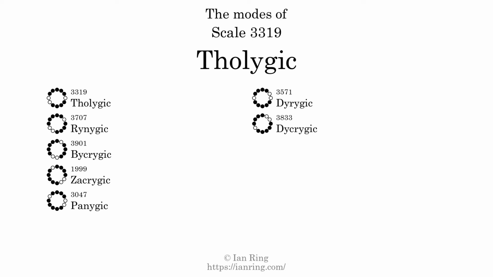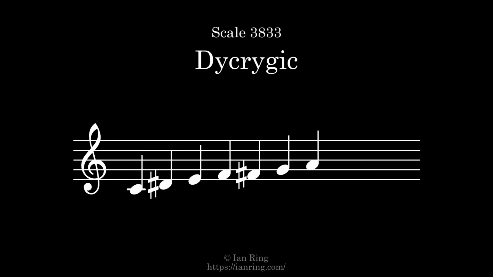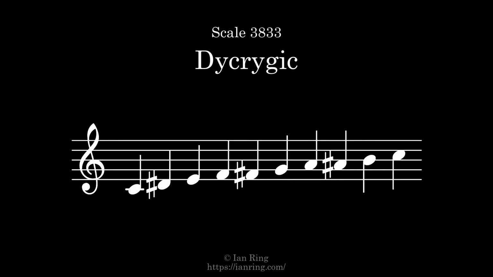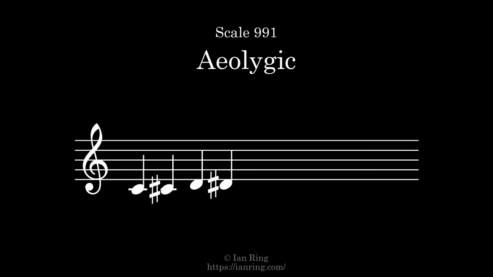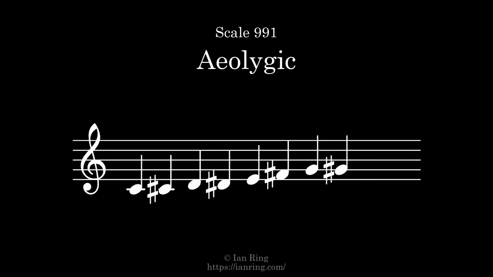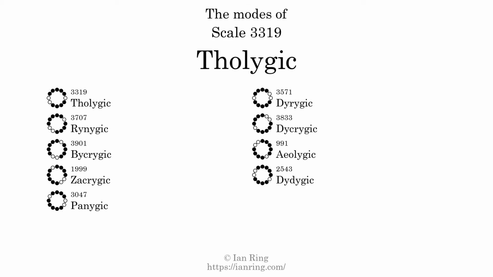The seventh mode is scale 3833, also known as dicrigic. It sounds like this. The eighth mode is scale 991, also known as Tholygic. It sounds like this. The ninth and last mode is scale 2543, also known as didigic. It sounds like this.